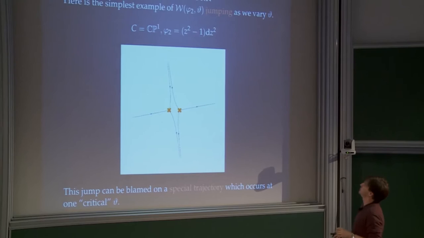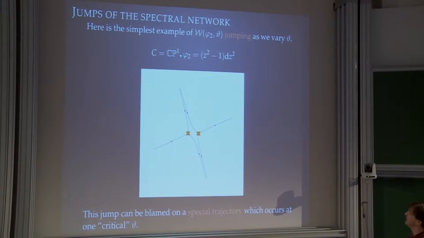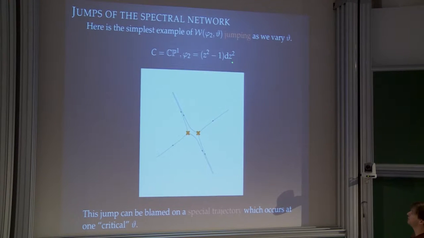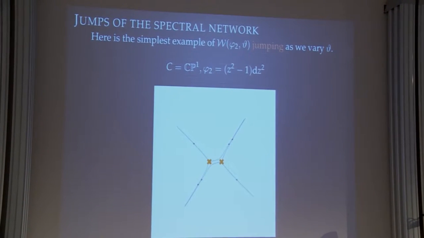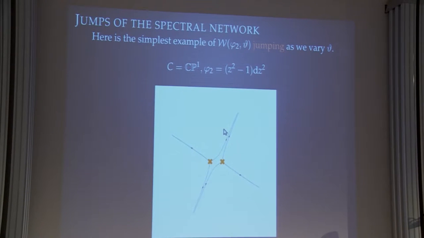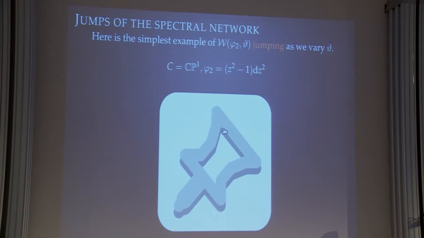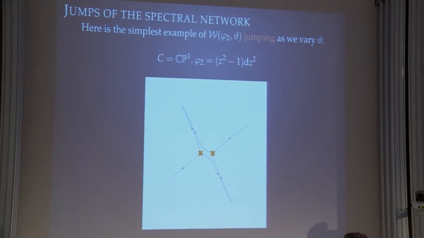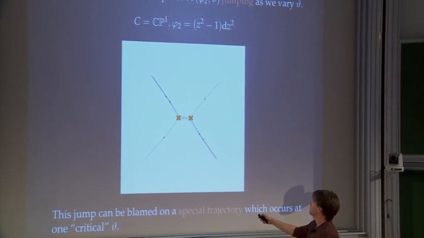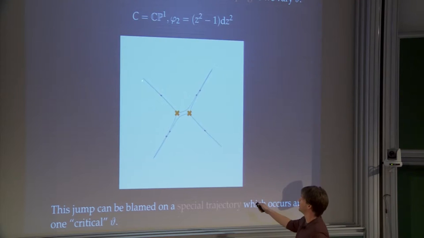So let's see a picture of that. This is the simplest example of such a jump. Here I'm taking the curve to be CP1, and I'm taking a quadratic differential which has a singularity at infinity, but nowhere else. And it has two zeros, one at plus 1 and one at minus 1. And what you see is that as you vary this parameter theta, holding phi 2 fixed, this critical graph or spectral network just varies by isotopy, except at one critical moment. There's one critical moment where the topology suddenly changes. We had two trajectories that were going out here. They suddenly jumped, and then we had two trajectories here instead.